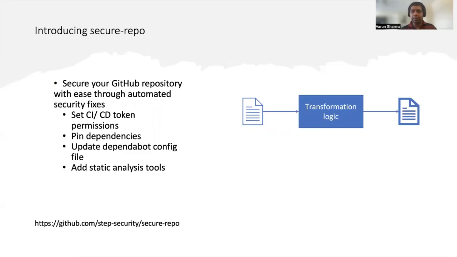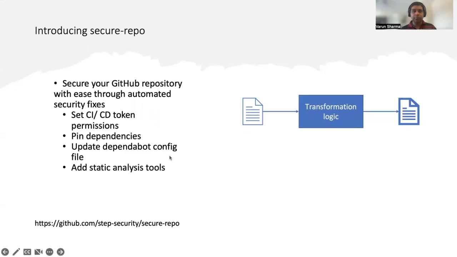So for example, if the minimum token permissions have to be set up, there is code in there which takes a CI/CD pipeline file, analyzes it, and transforms it into an output file which has those permissions set up. Or when dependencies have to be pinned, again, it has logic to take in a file as an input and then has transformation logic to convert that into an output file which has those dependencies pinned.